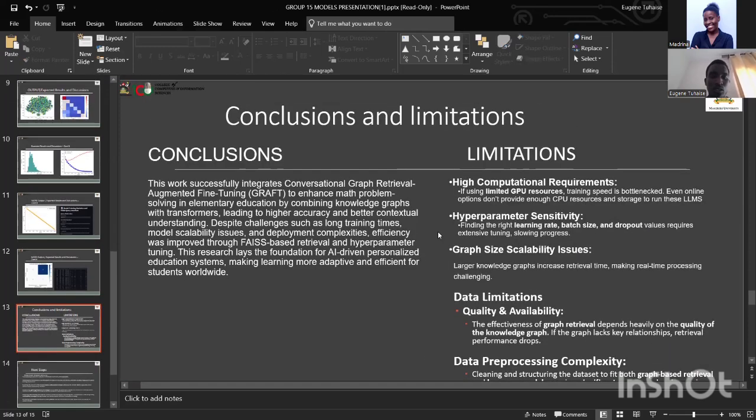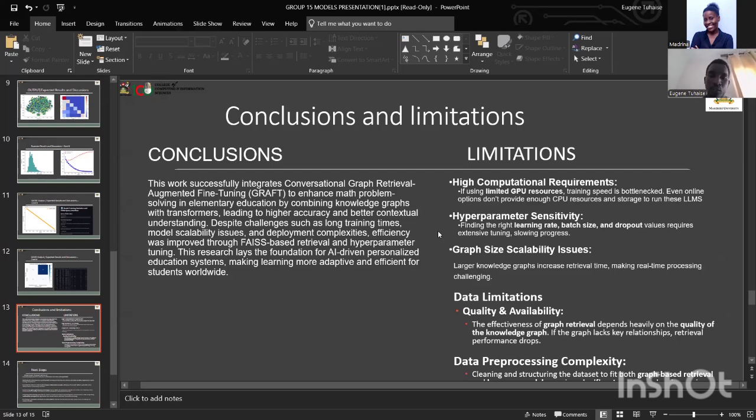Yeah. So in conclusion, we have seen that this work that we have been doing integrates conversational graph retrieval augmented fine-tuning, and we needed it to enhance math problem solving in elementary education, because since we are training with transformers, we have to combine knowledge graphs with the transformers. So it will help to increase accuracy and better contextual understanding.